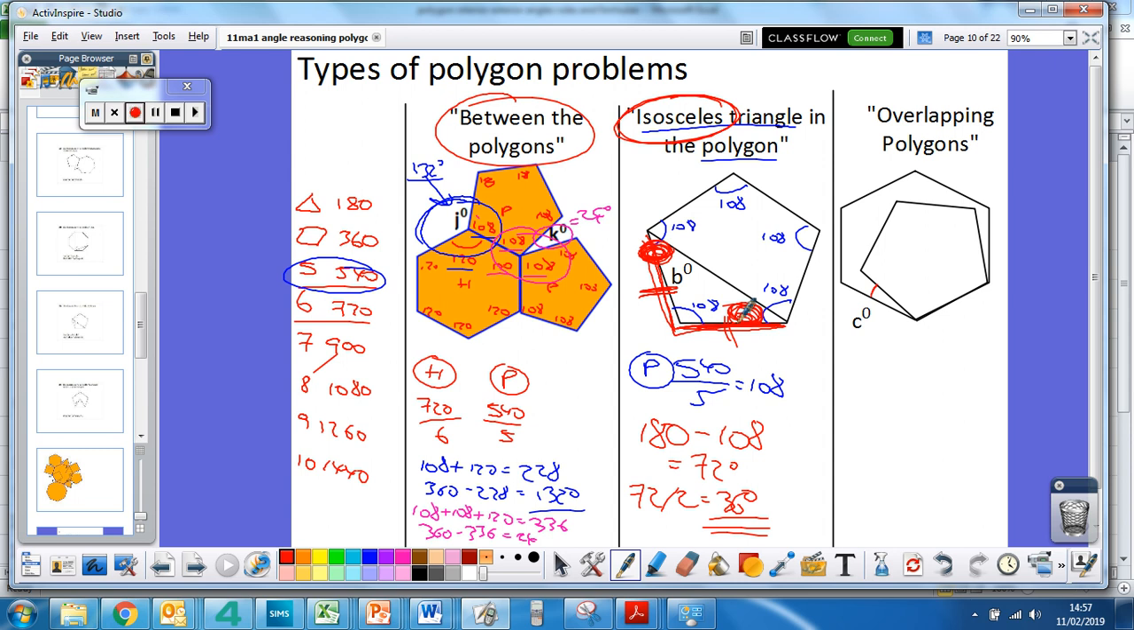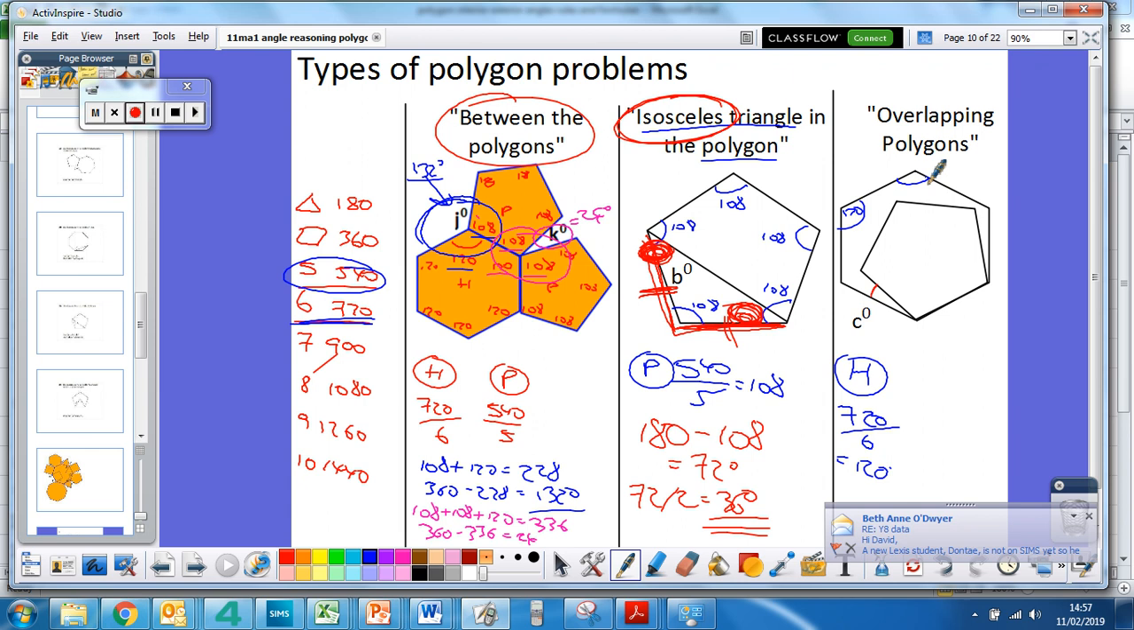Third and final problem type. Again, we're going to go back to the starting point. This shape here is a hexagon. The hexagon, we know, has a total of 720 degrees inside, which means that one of its interior angles is 120. So this is 120, this is 120, this is 120, this is 120, this is 120, and this is 120. That's our starting point, and it gets us 1 mark in the GCSE.